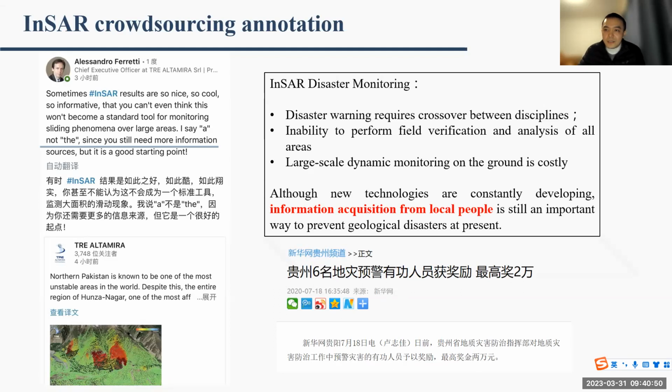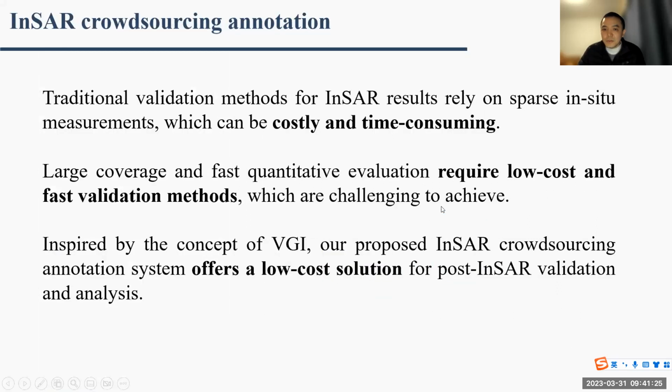And nowadays in practice, for the early warning of, for example, landslides and some disasters, we also really rely on the information acquired by local people, because they can find the precursor at the first time. So I think if we can combine these two kinds of information together, it might help us to make better use of InSAR results. So here is the idea of why we do this work.